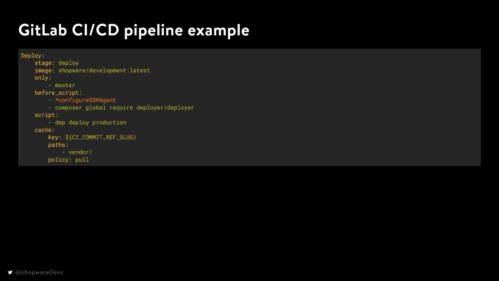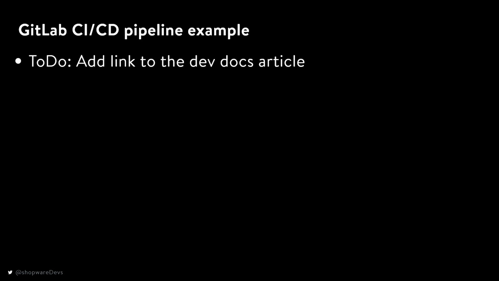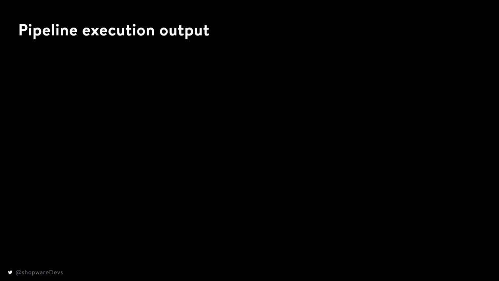The last task is to switch the document root of the web server by changing its symlink of the path where we have just deployed our new version to. Deployer automatically takes care of that. You can find the deploy.php and GitLab CI YAML, which I've written for this video, in the Shopware developer docs. Alright, enough theoretical stuff, let's see this in action.